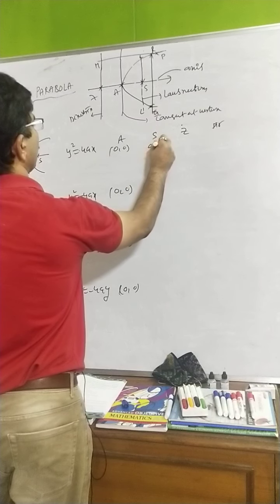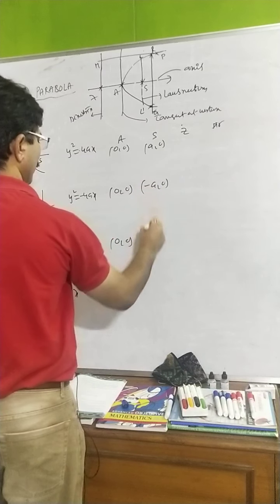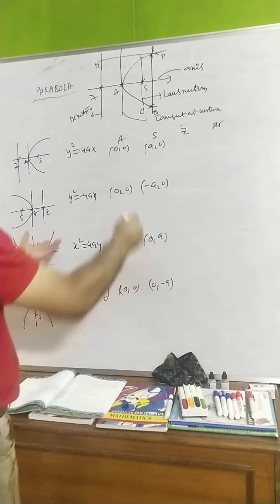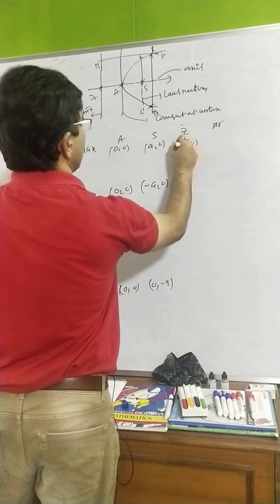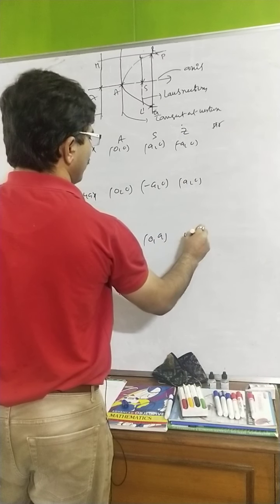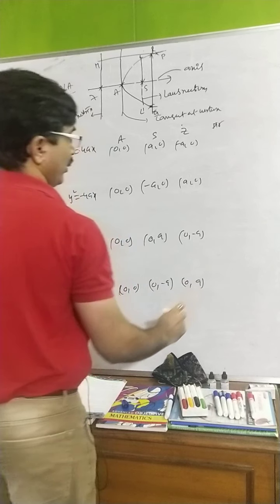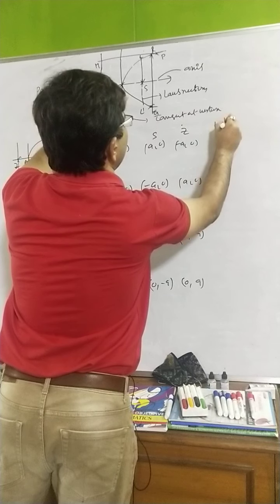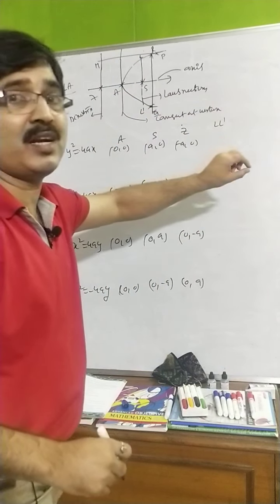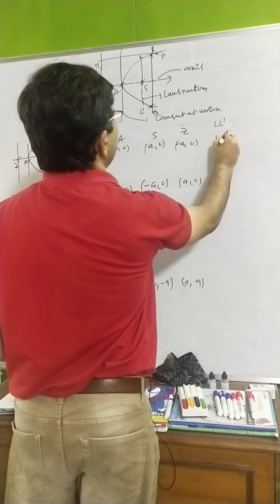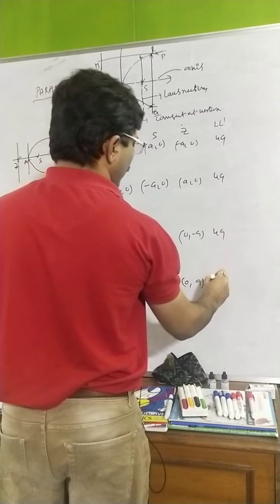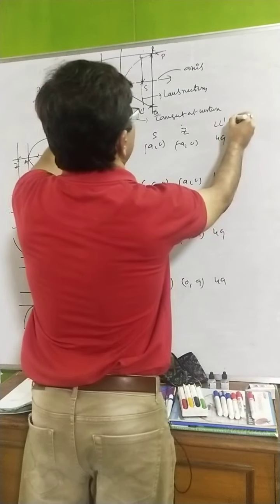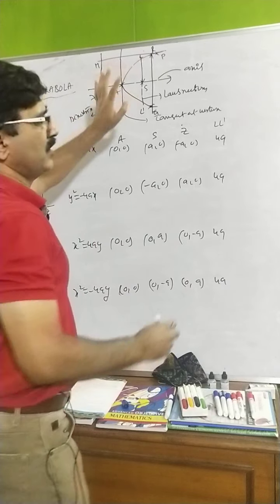Now S is A comma 0, this is minus A comma 0, this is 0 comma A, this is 0 comma minus A. Z is quite opposite: minus A comma 0, A comma 0, 0 comma minus A, 0 comma A. Now the length LL dash, you can call it length of latus rectum. That is 4A, 4A, 4A and 4A in all the cases. Another one we can write here, directrix.